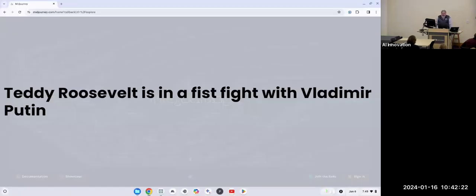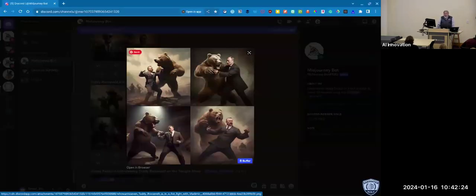What if I want Teddy Roosevelt to be in a fist fight with Vladimir Putin? Well, that's fine. This is interesting because suddenly a bear pops up out of nowhere. And it's not far-fetched to have a bear pop up: Teddy Roosevelt, the namesake of the teddy bear, but also Russia, historically associated with bear iconography. And there it is. I don't really know what it is, except I have one more piece of evidence.